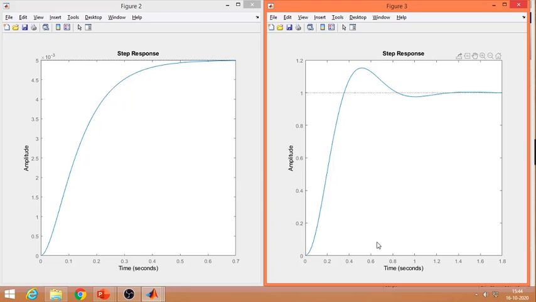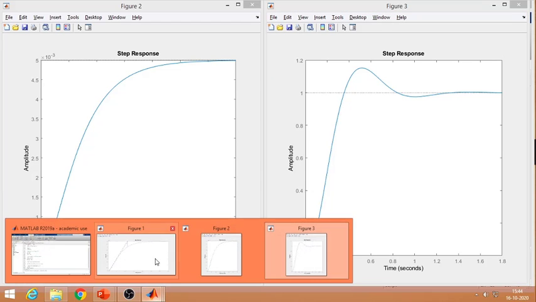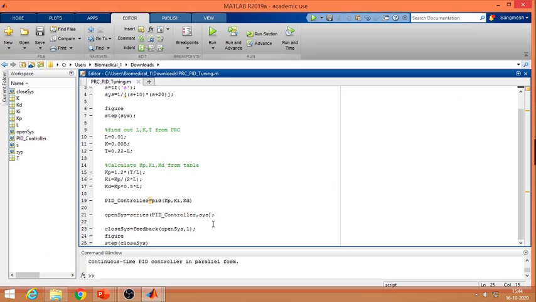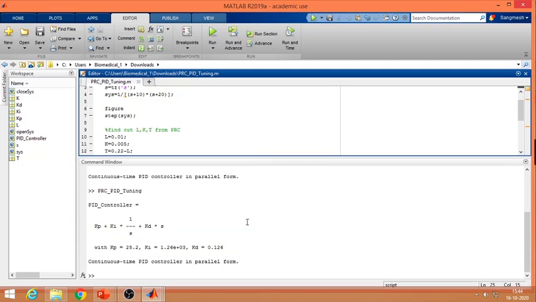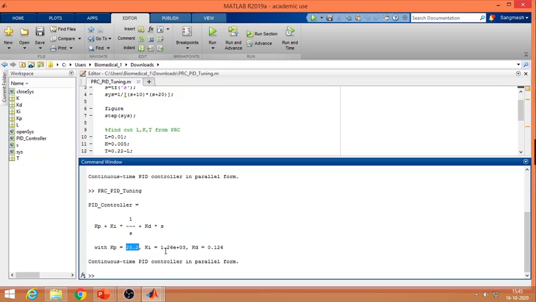As I already told you, these are only approximate values of Kp, Ki, Kd. If you want this overshoot to be minimum, we need to change the Kp, Ki, Kd values. We need to try some different permutations in those values. So this is the way in which we can make use of MATLAB and find the approximate values of Kp, Ki, Kd. So what are the values we get? You can check this: Kp is 25.2, Ki is this, and Kd is this much.